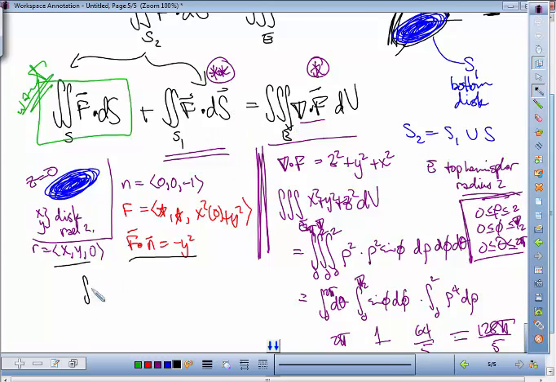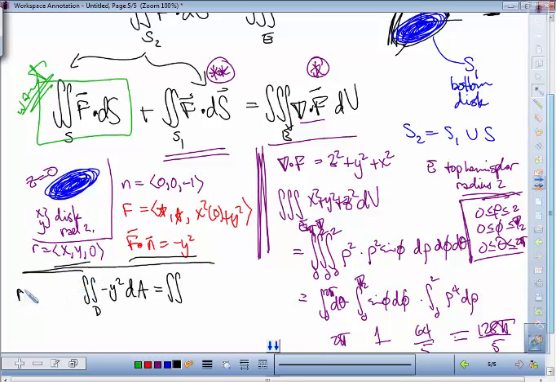So the flux integral is going to become a surface integral with negative y squared in there, and our domain D is that disk in the x and y plane. At this point, I'm going to go to polar coordinates in x and y, with r going from 0 to, what's the radius? And theta goes all the way around to 2 pi.